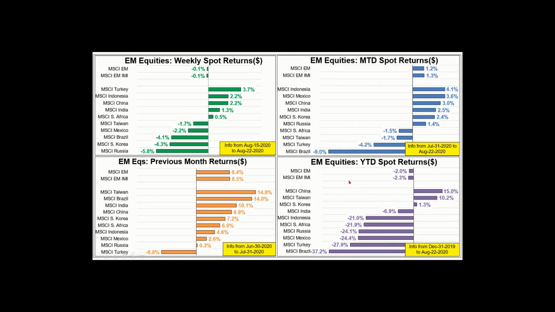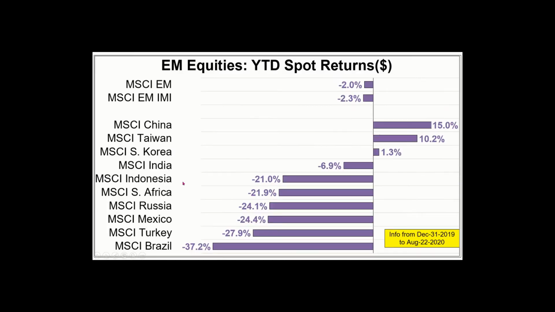What I want to focus on here is the year-to-date numbers. Let me blow that up here. That's the same chart we had in the lower right-hand corner, just blown up. So the overall EM index, the one that the EEM ETF tracks, is down 2% on the year. Again, remember, down 2 compared to being up 5 for the S&P and up 26 for the NASDAQ. Again, just using round numbers.